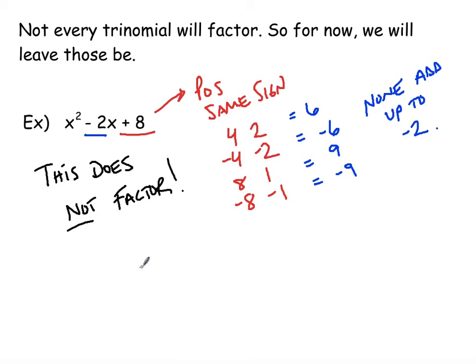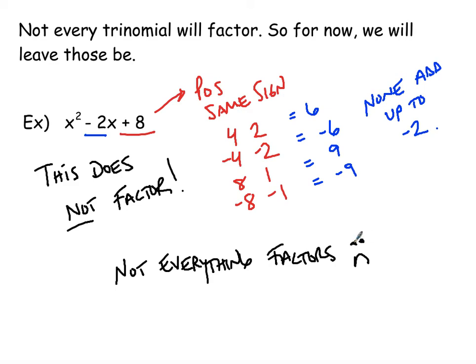So, not everything factors. Not all quadratics factor. That's the downfall of factoring. Factoring is usually going to be the fastest way, but it does not always work. So we're going to have to teach you another method later that always works. Not everything factors. So there's going to be some that just won't work.